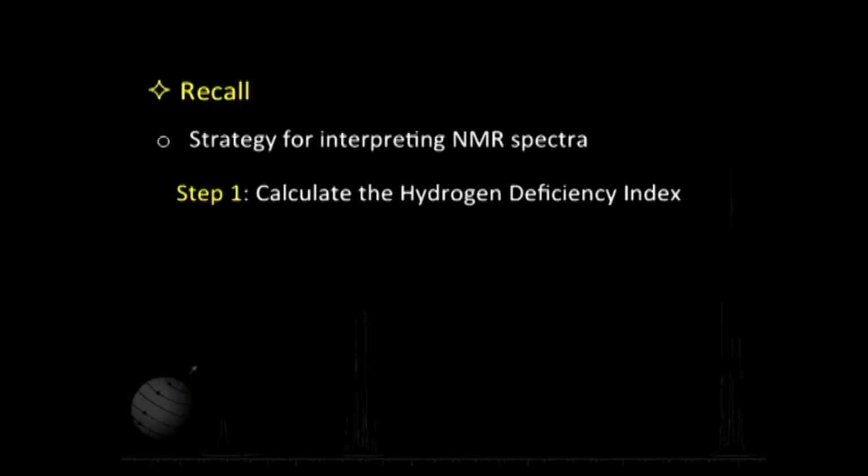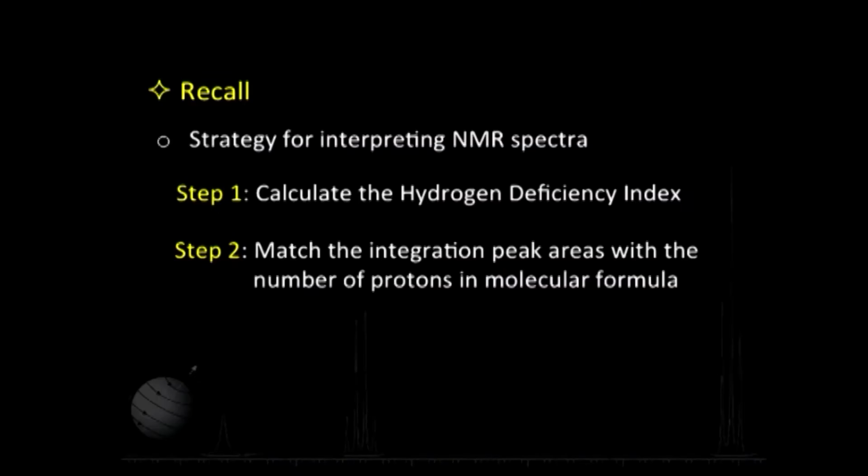You remember that in the very first step we calculate the HDI, that is the hydrogen deficiency index, on the basis of the molecular formula of the compound for which the NMR spectra is given to us. That indicates the kind of unsaturation or rings present in the molecule. In the second step we match the integration peak areas with the number of protons in the molecular formula, and see how the integration pattern correlates with it.